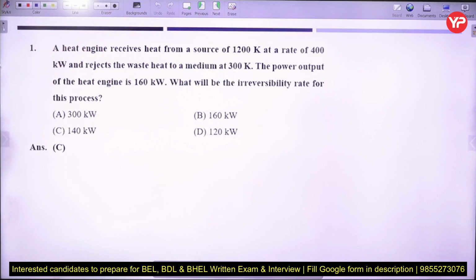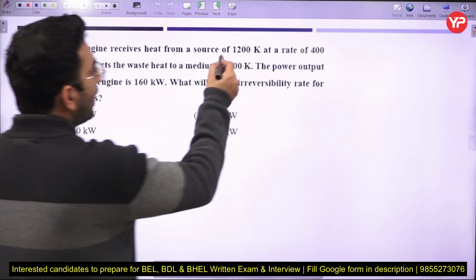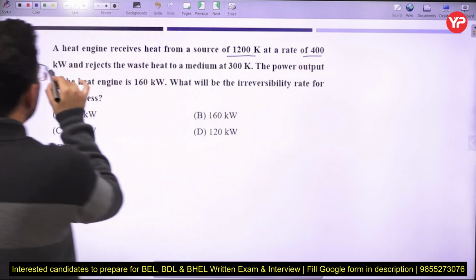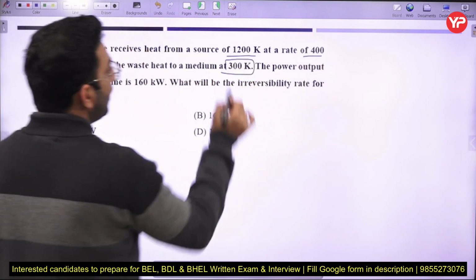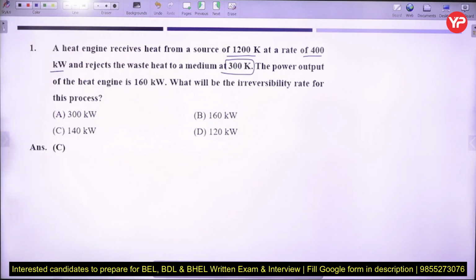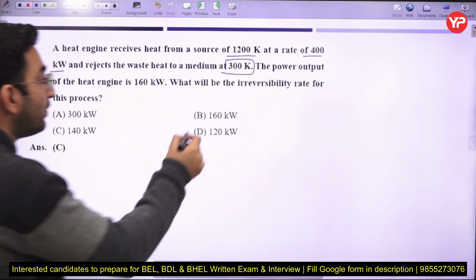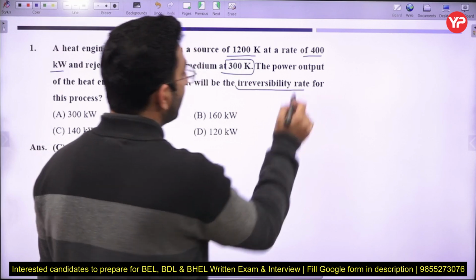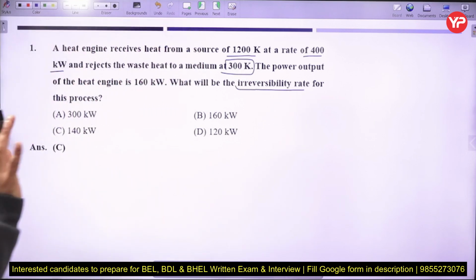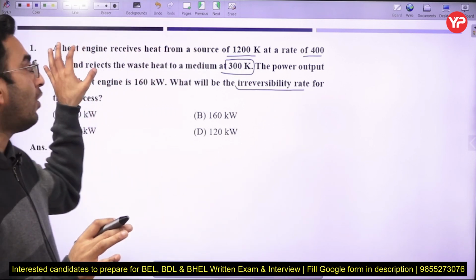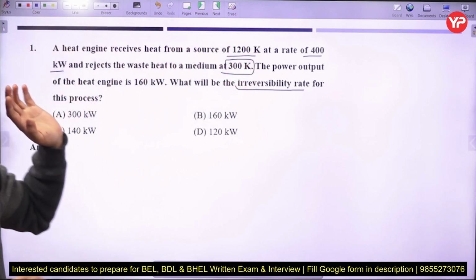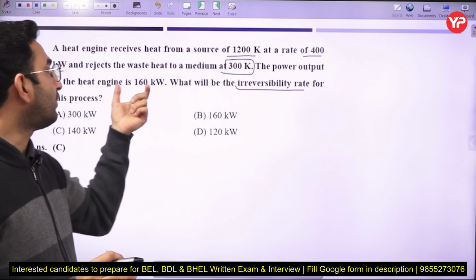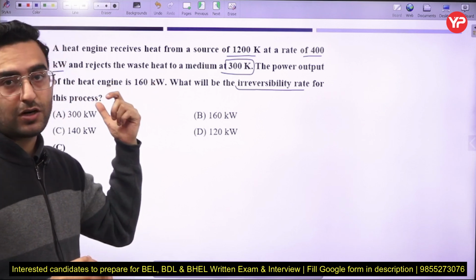Now in the first question, what is given to us? A heat engine receives heat from a source at 1200 Kelvin at a rate of 400 kilowatt and rejects the waste heat to a medium at 300 Kelvin. The power output of the heat engine is around 160 kilowatt, and you have to calculate the irreversibility rate. Here a heat engine is operating between two temperature reservoirs, 1200 Kelvin and 300 Kelvin, and the work output from the actual heat engine is 160 kilowatt.